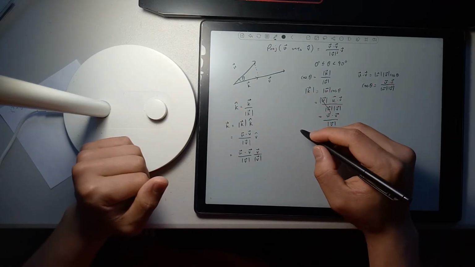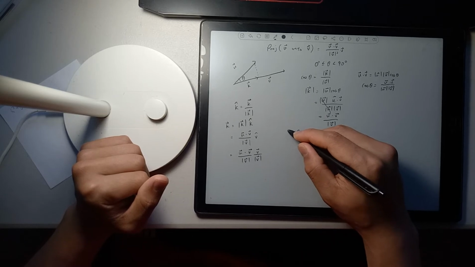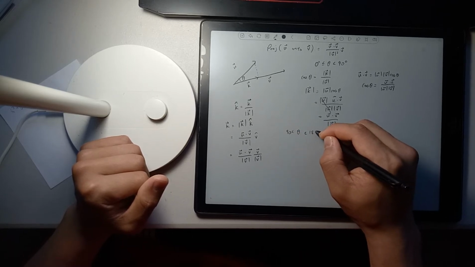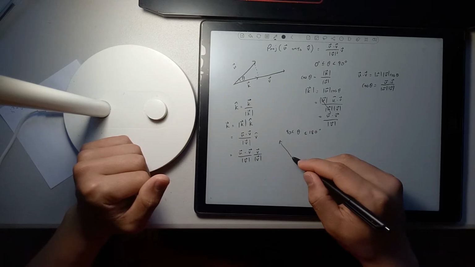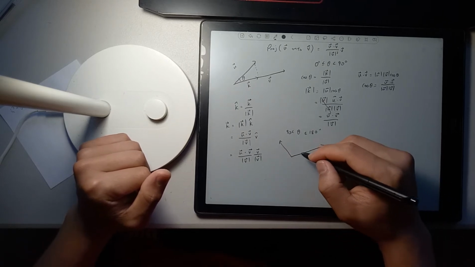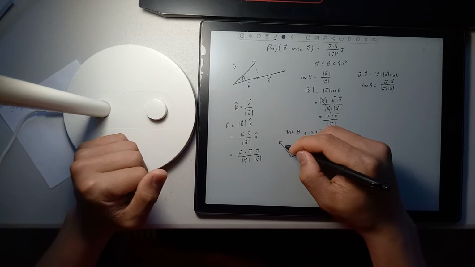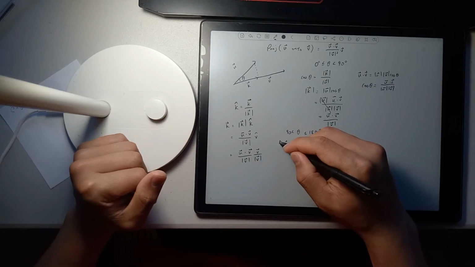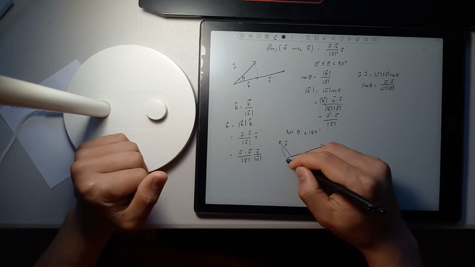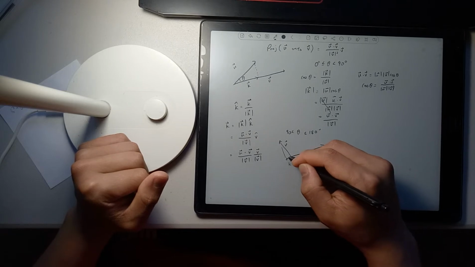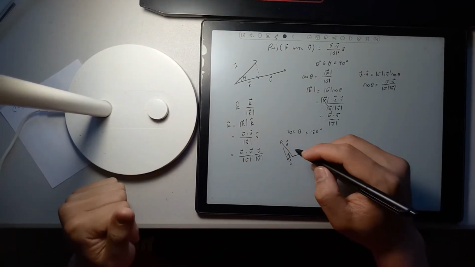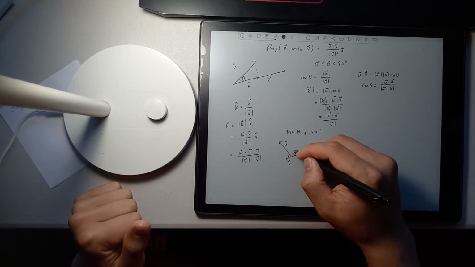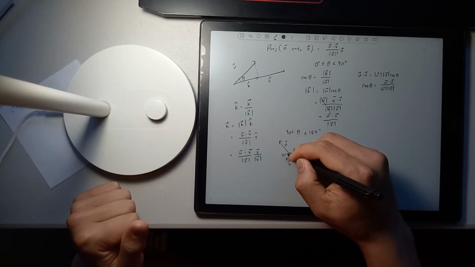In the second case, we'll look at when theta is greater than 90 and less than or equal to 180. The diagram will now look like this. This is v, this is u, and this thing is theta. And that's k. I made a mistake. Theta is this, and this is 180 minus theta.